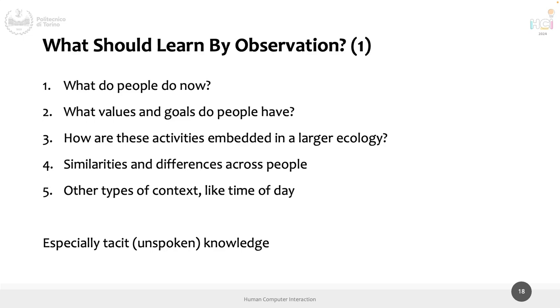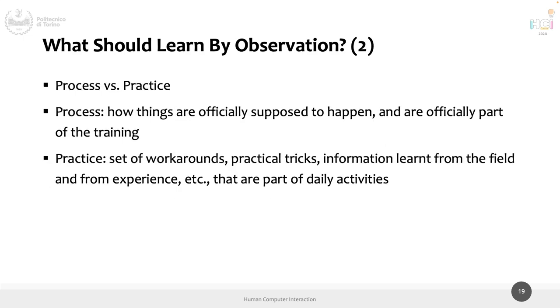But observation is clearly useful for, again, understanding the difference between processes, what a person is expected to do, versus practice, that is what the person actually does to reach that goal. And also you can understand other types of context, like the time of the day. Is this activity done in the morning different than the same activity in the evening, in the context in which this person is? And especially it is useful for unspoken, tacit knowledge, things that people do out of habit or automatically, or like a trick to do things quicker, etc. And all this tacit knowledge is actually golden for a person doing an observation, because that is the real difference between the process in general, in theory, and the actual struggles and points of success and points of failure.